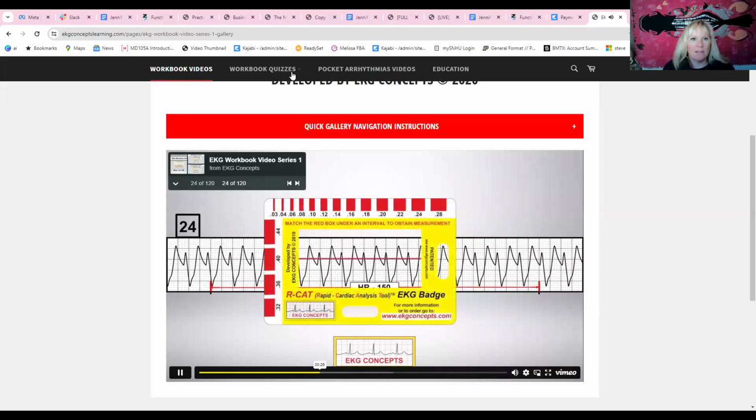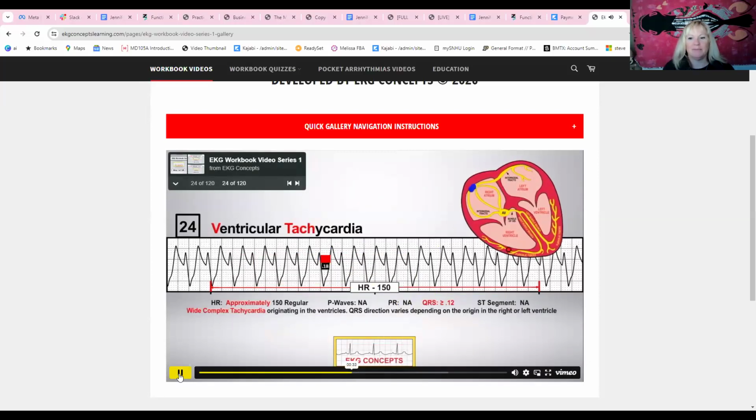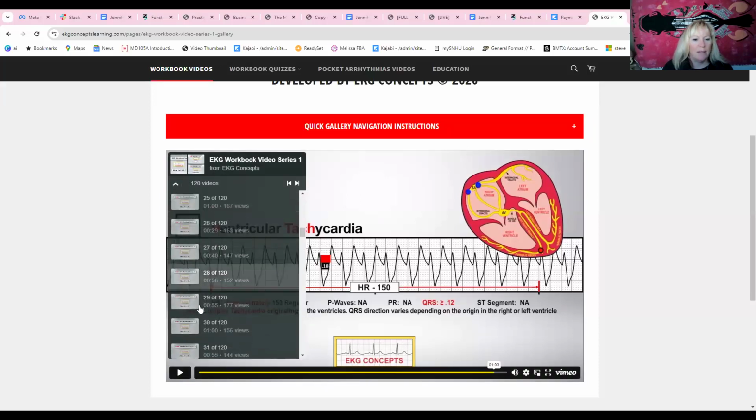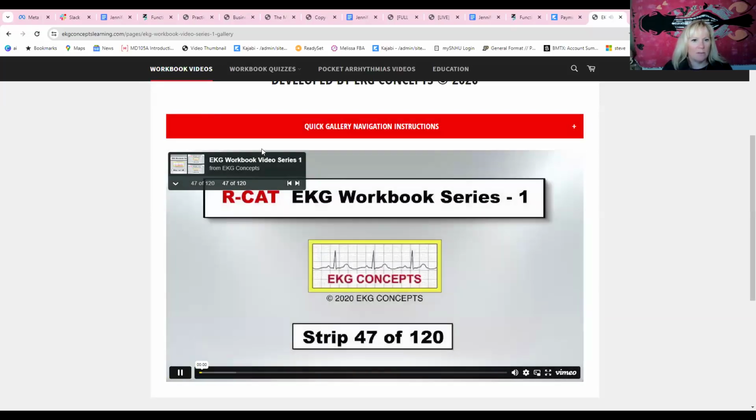I like that you guys thought about VT because we always want to think wide is VT, right? There we go. Awesome job, you guys. So let's do another one. Let's just do a random one. Let's do 47 and type in your guess as soon as you know.